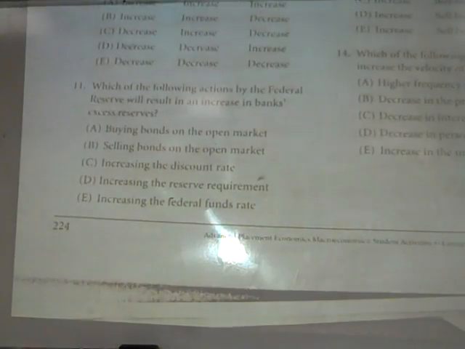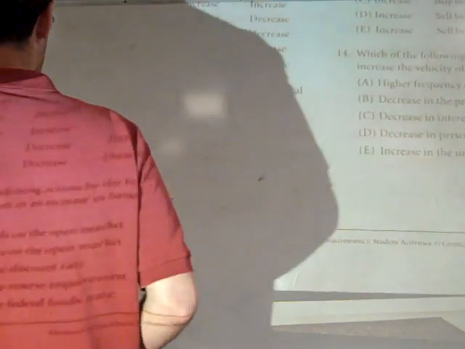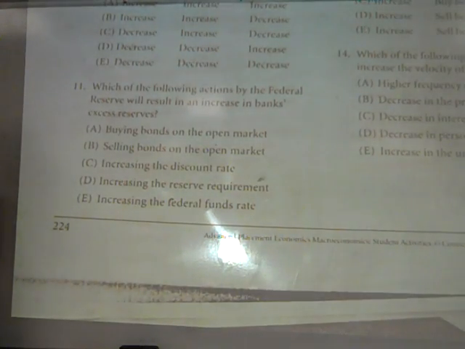All right, number 11, which of the following actions by the Federal Reserve will result in an increase in banks' excess reserves? So what's going to cause banks to have more money in their bank that they're allowed to loan? Buying bonds in the open market. I like that. Because they buy them from a bank, that bank has excess reserves. If they buy them from a human, and that human buys a bunch of hats, the hat store owner puts it in his bank. Either way, the money makes it to banks as reserves. Okay.